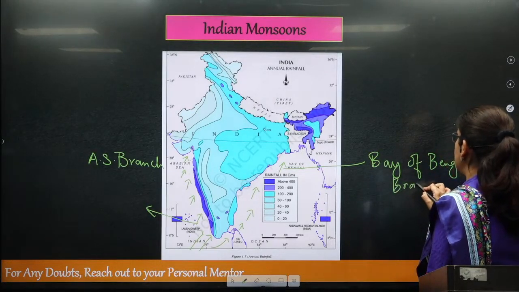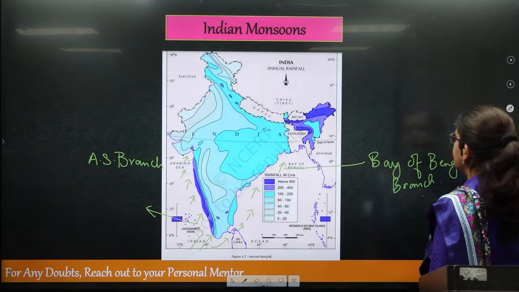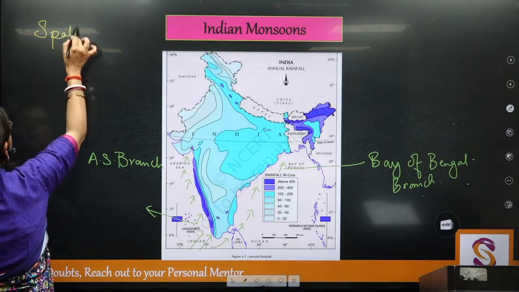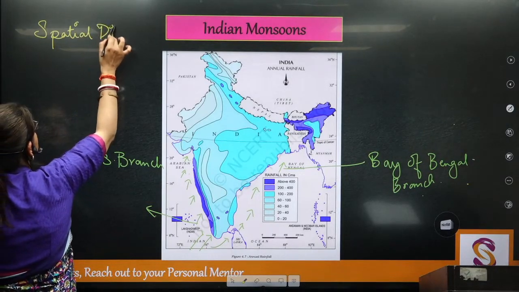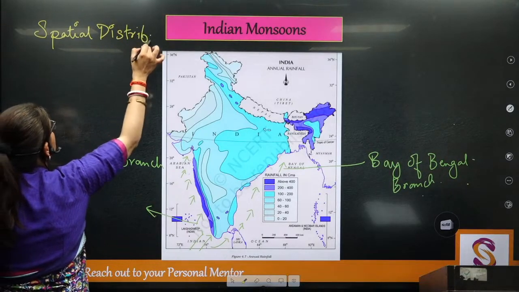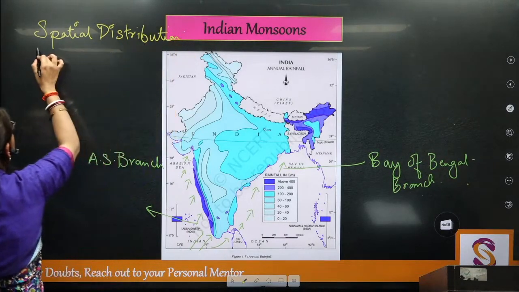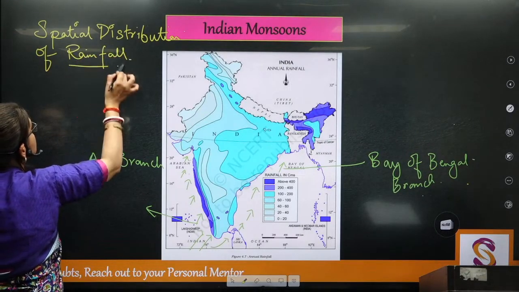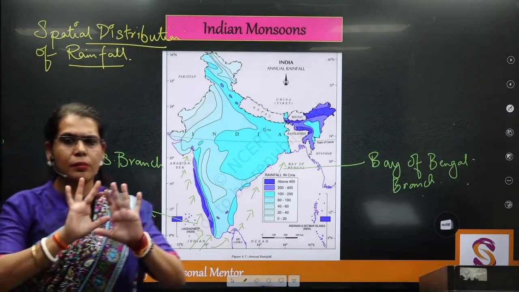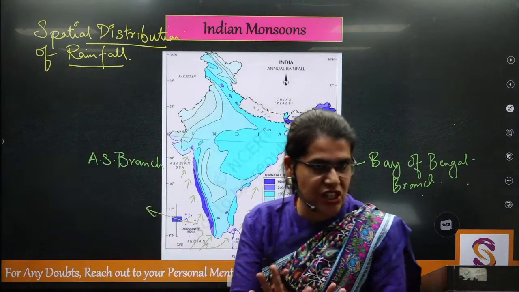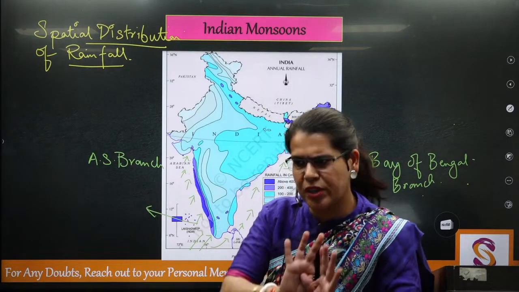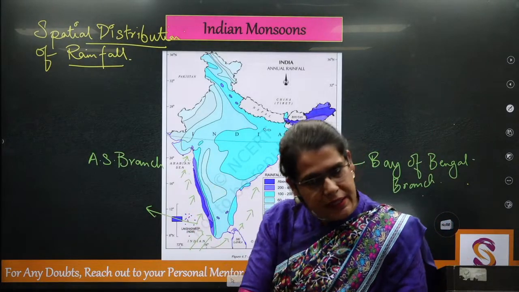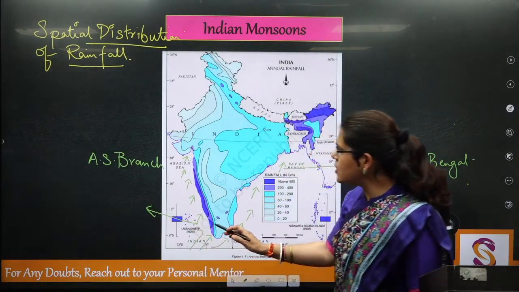I have already explained you the factors, so you can give this as a heading: the spatial distribution of rainfall over India. What does spatial distribution of rainfall mean? That how the rainfall is spatially distributed over any region. So spatial distribution of precipitation can be across the world also. This is across India, simple. So this is the first branch.